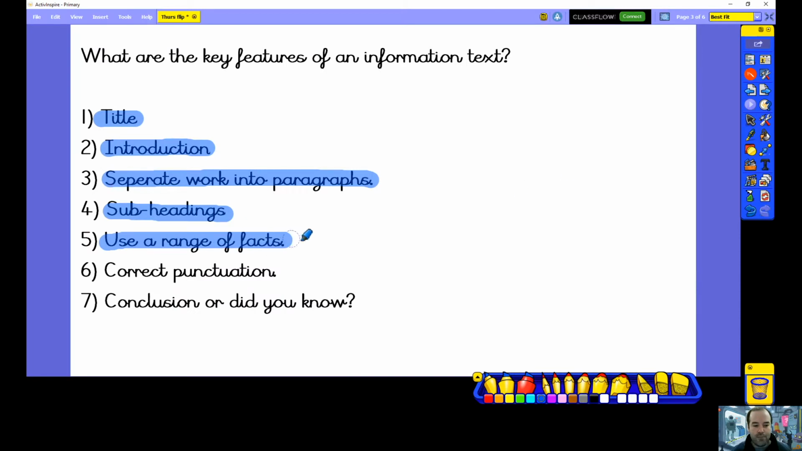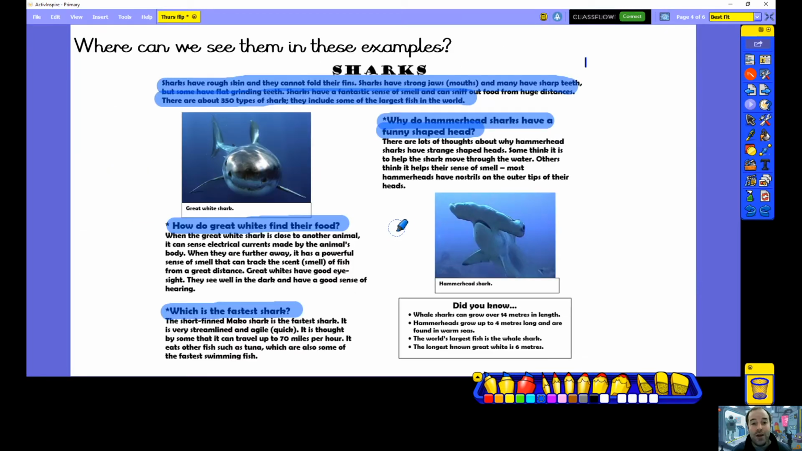Use a range of facts. So when you're doing an information text, it's all about facts. You can't just sort of give your opinion. It's not really what this is for. This is to say, this is a fact, this is how we know, so you give your evidence. This is another fact, this is how we know, you give your evidence. So there are lots of facts in this piece of writing. There's loads here in the did you know part, which we'll come on to later.